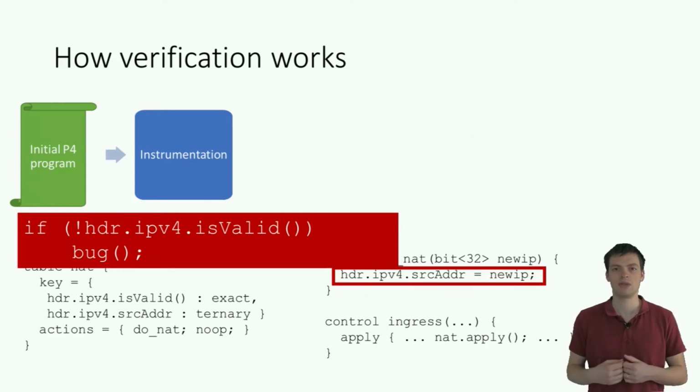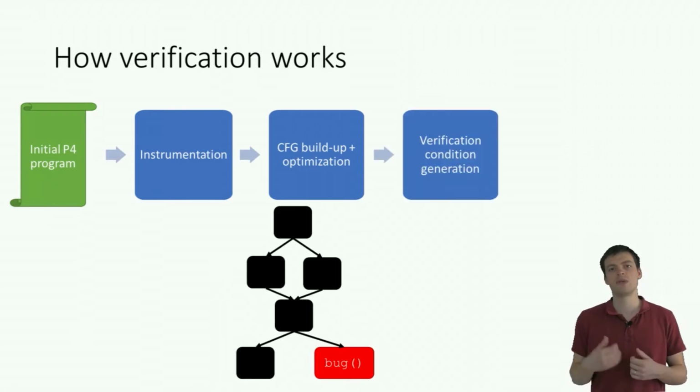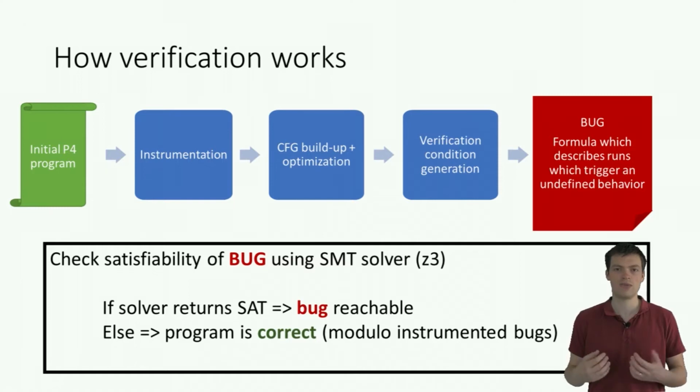and stop the execution. The instrumented program is then converted into a control flow graph, which is further optimized using some compiler optimization techniques. And then we generate a verification condition, which is essentially a formula that describes the inputs which trigger an undefined behavior. We then feed this formula into an SMT solver, in our case Z3. And if it replies satisfiable, then there are indeed reachable bugs in the program. Otherwise, we deem the program correct.